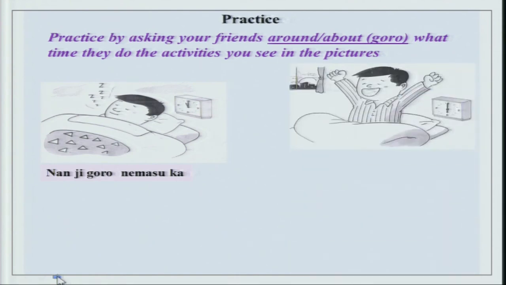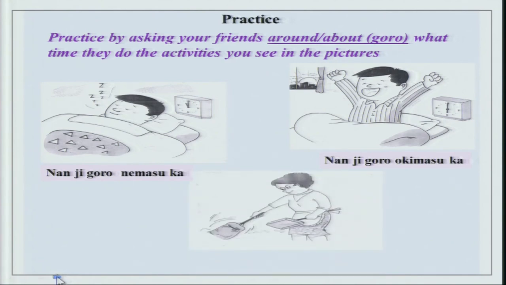Now, we have another picture over here of someone getting up. Nanji goro okimasu ka? What time do you get up? Approximately what time do you get up? Someone cleaning, and nanji goro soji o shimasu ka? So what time do you clean? So this is how you can use goro instead of ni for approximate time.